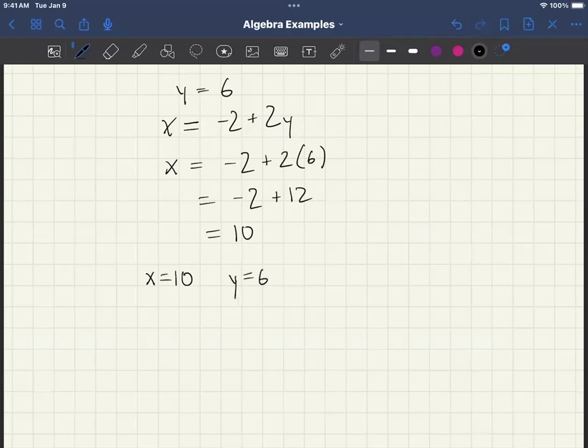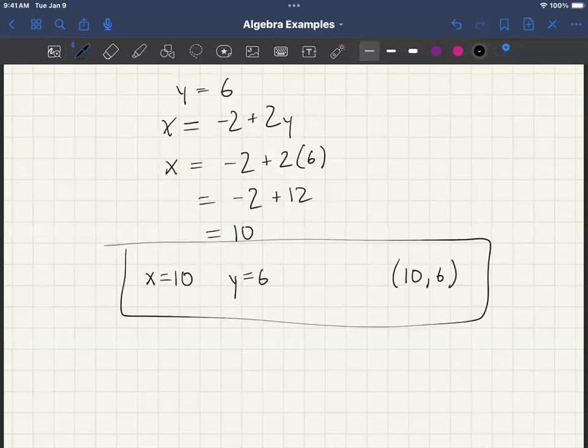And possibly your teacher may ask you to put it in coordinate form. So that is going to be (10, 6). So those are the 2 ways that we might see our solution pop up for this. Remember, when we're dealing with systems of equations, this is one of the things that might happen: you might have a nice single solution like this.